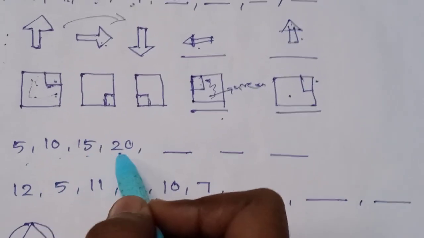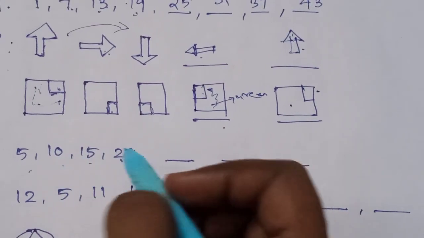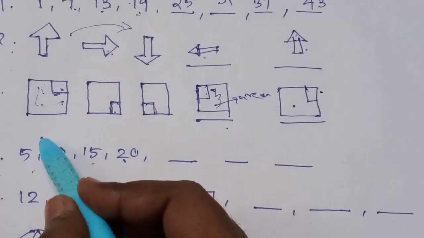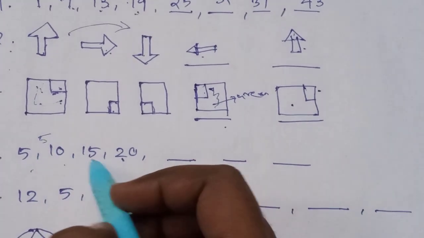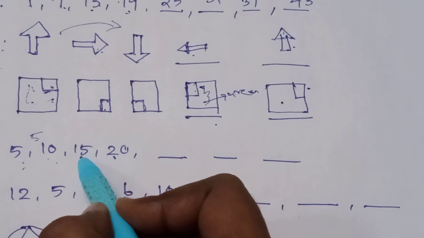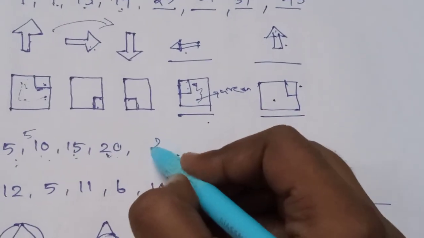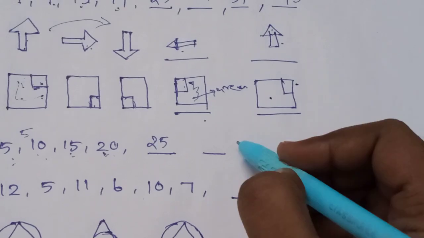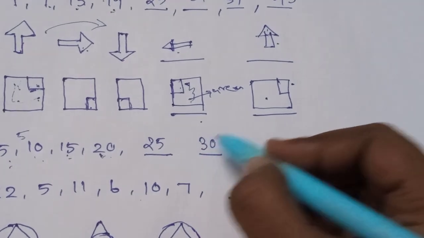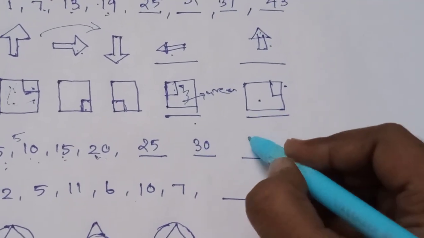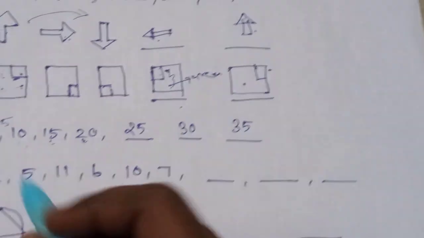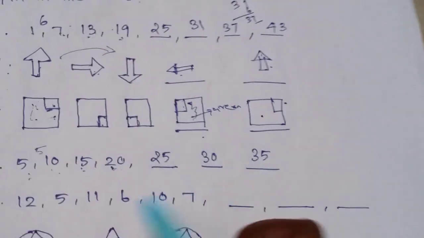Then fourth is sum 5, 10, 15, 20. So it is given in 5 difference, that is the fifth table they have written here. So 5, 10, 15, 20. So 5 4s are 20, then 5 5s are 25, 5 6s are 30, 5 7s are 35. So this is the answer.